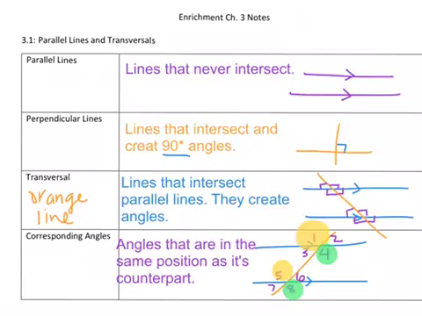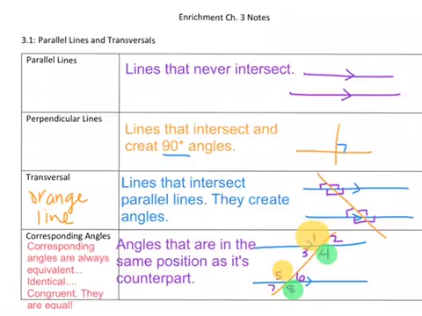Now, the important thing to know about corresponding angles is that they are equivalent. Another thing that you need to jot down is that corresponding angles are always equivalent, or identical, or congruent. They all mean the same thing. They are equal. And this is just one type of angle that we'll be working with in this chapter. So make sure you guys are looking at those.